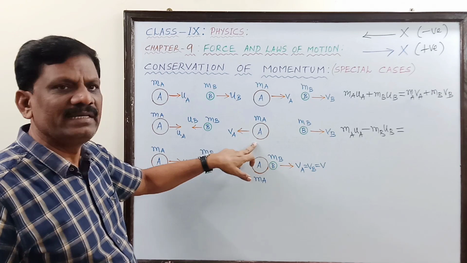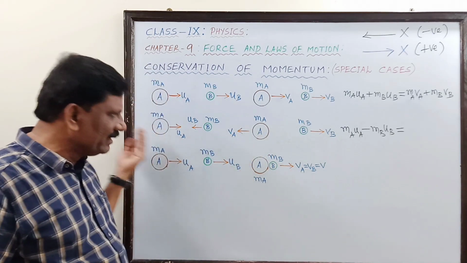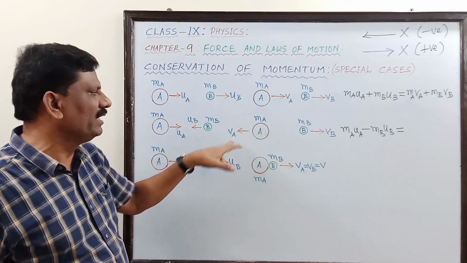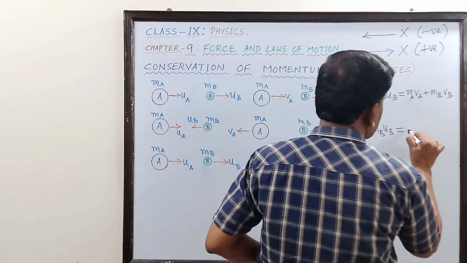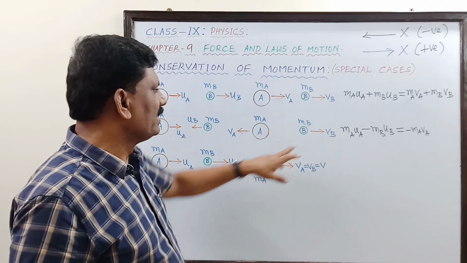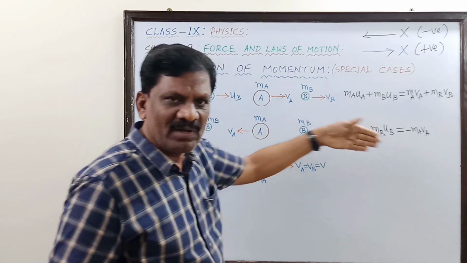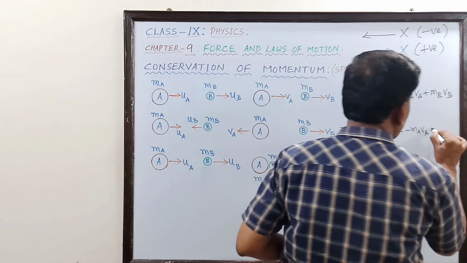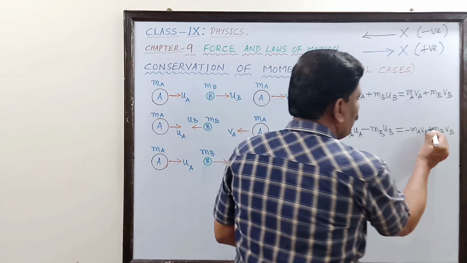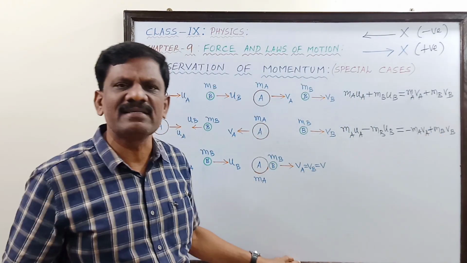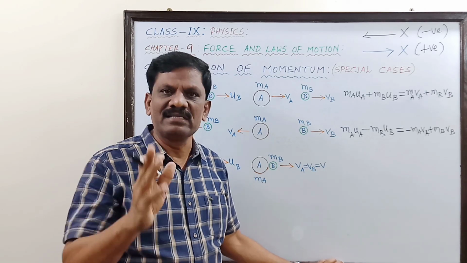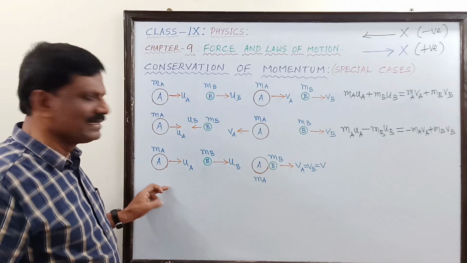After collision, you see here, A is rebounding in the negative x direction. So the final momentum of A is negative, that is, minus MA VA. And what is the final momentum of B? B is along the positive x-axis. Therefore, it is plus MB VB. So wherever a negative sign comes, that direction is along the left side, the negative x-axis. Are you understanding? Good. Now the third example.